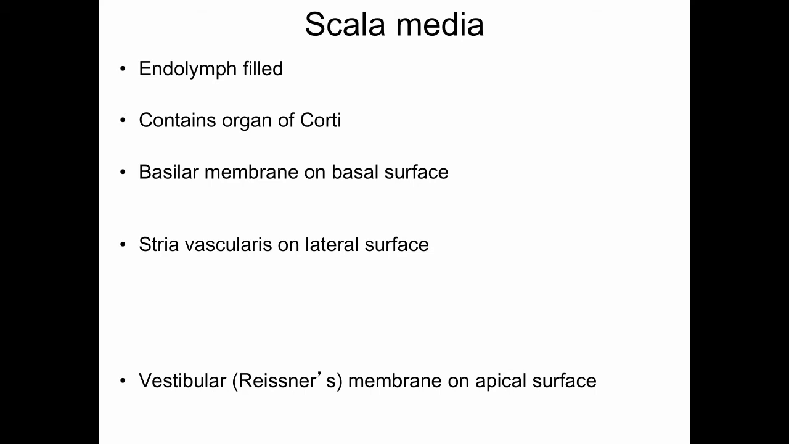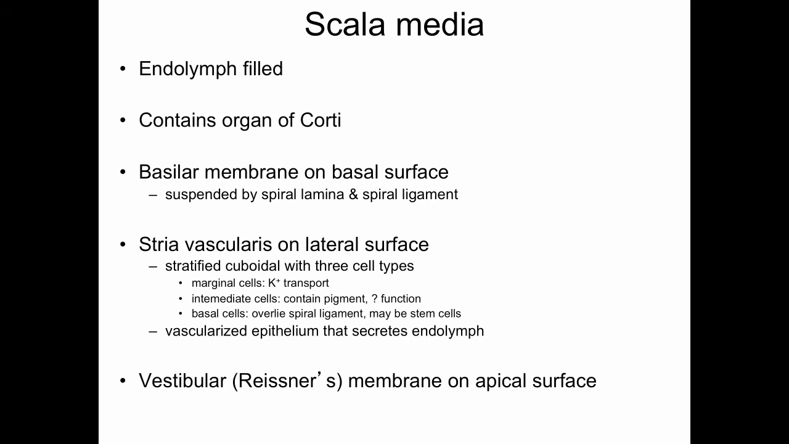The scala media is an endolymph-filled structure, contains the organ of Corti, and the basilar membrane is on the basal surface. The basilar membrane is suspended by the spiral lamina and the spiral ligament. The stria vascularis is on the lateral surface. The stria vascularis consists of cuboidal epithelial cells, 3 different types of cells. There's a marginal cell, which is involved in potassium transport. There's an intermediate cell, which contains pigment. We don't know what the function of the intermediate cells are. And then the basal cells overlie the spiral ligament. These may be stem cells.